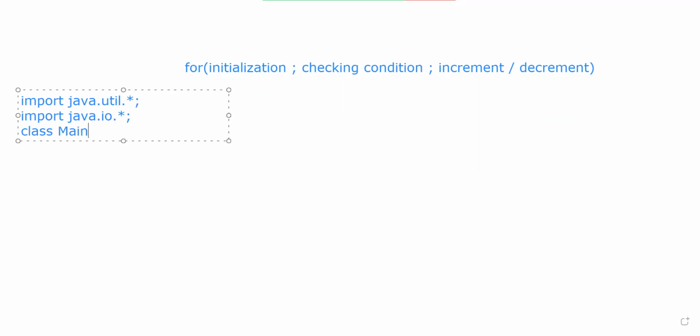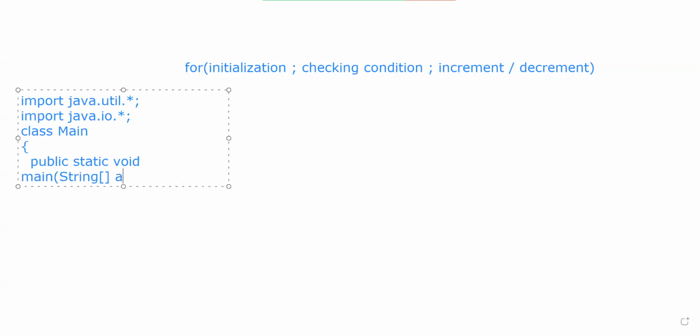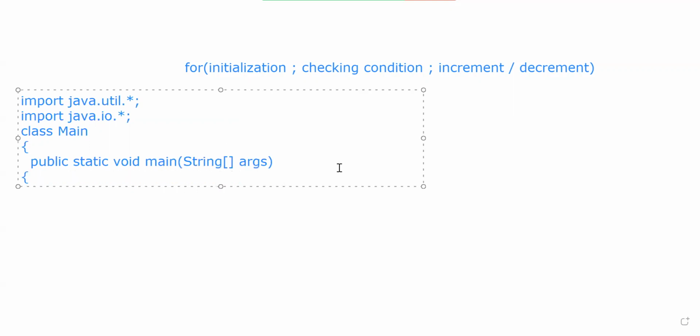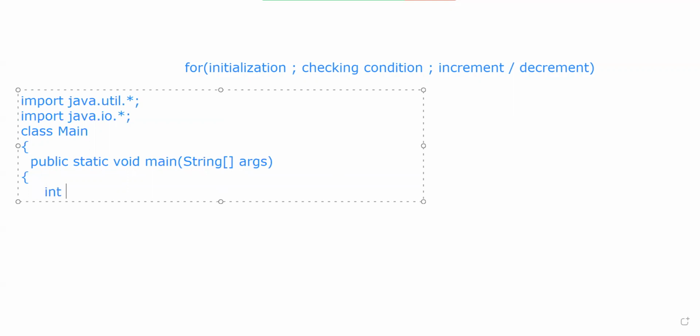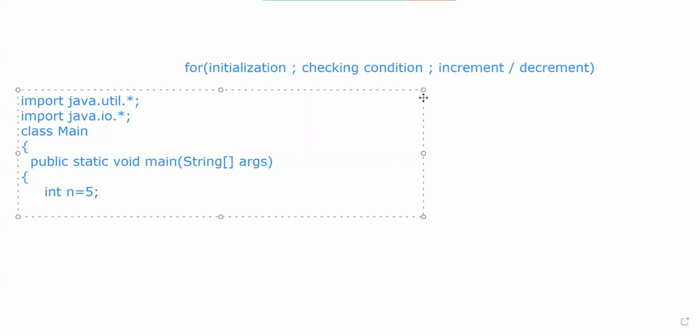Class Main, which is the main class that we are going to use, and apart from that, public static void main(String[] args). Whenever we create the main method, we are about to create a for loop as of now. I'm going to initialize one value, n is equal to 5, such that I'm going to print only 5 stars as an output.